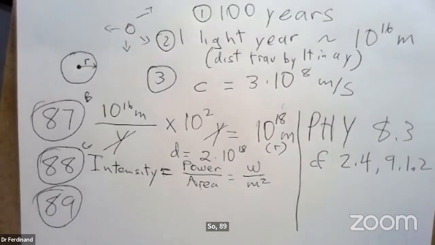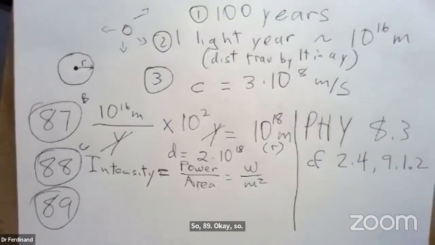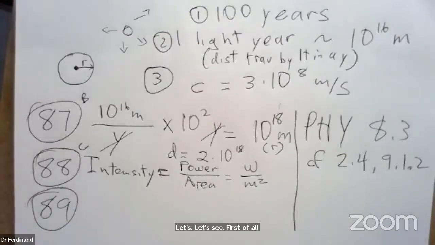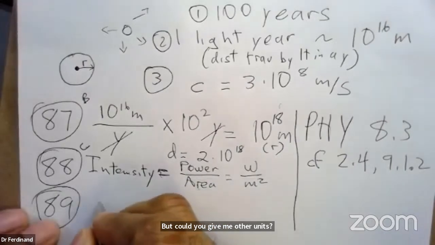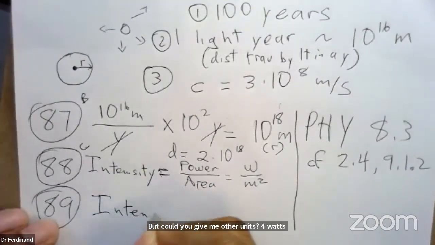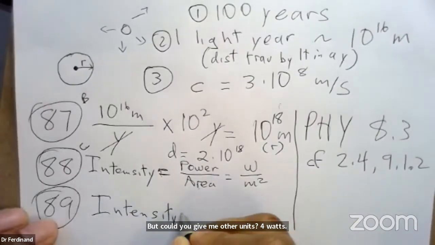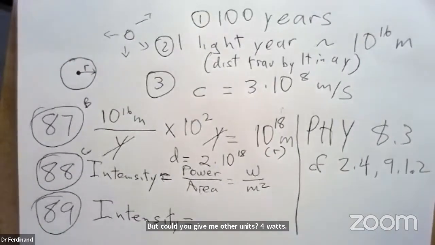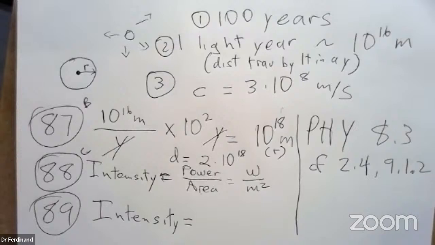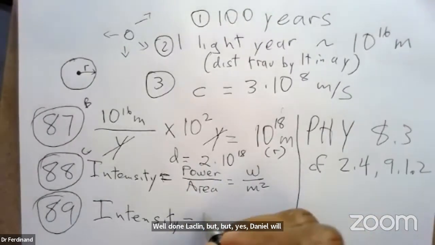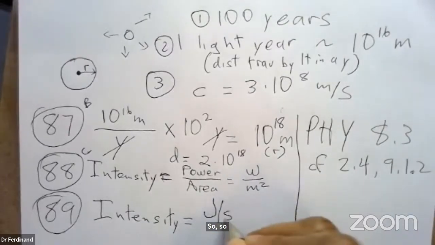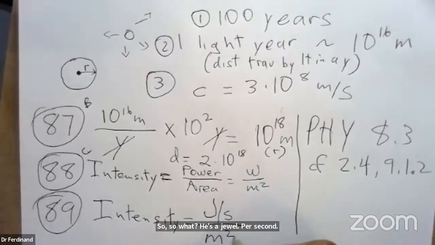Okay, let's see. First of all, what is a watt? Could you give me other units for watts? Well done, Lachlan. But yes, Daniel, we'll go with that. So a watt is a joule per second, and we have this over meter squared.